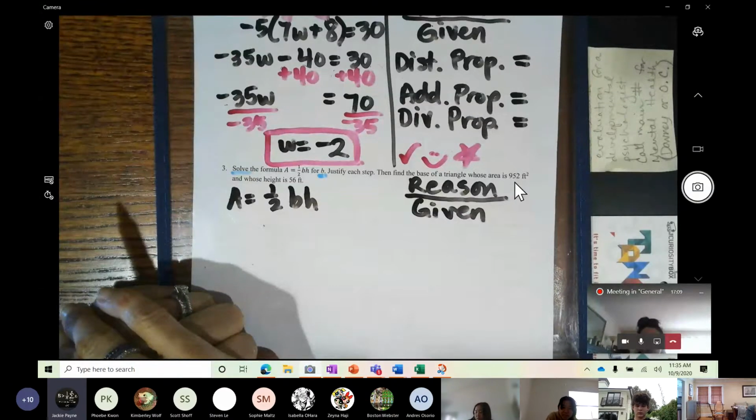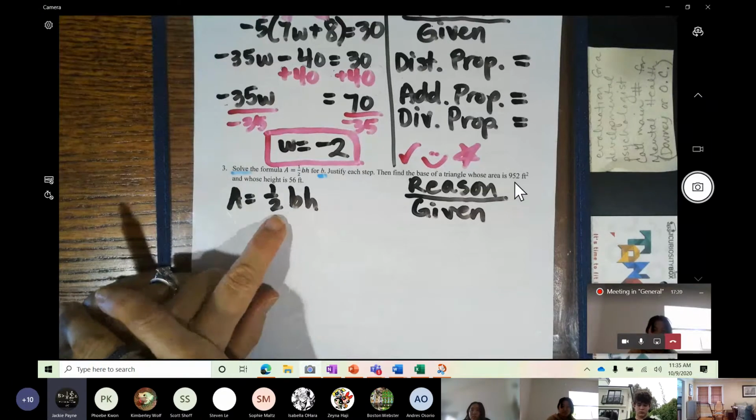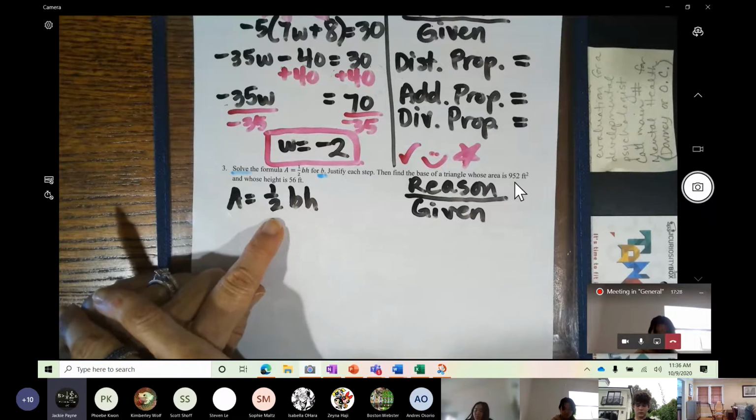Times 2 on both sides. Okay, was that Megan? Thank you. She's saying times 2 on both sides. And that's a perfect thing to do because 2 times a half will give me 1 BH, and that's exactly what I want. You could divide by a half, but it's the same thing as multiplying by 2.